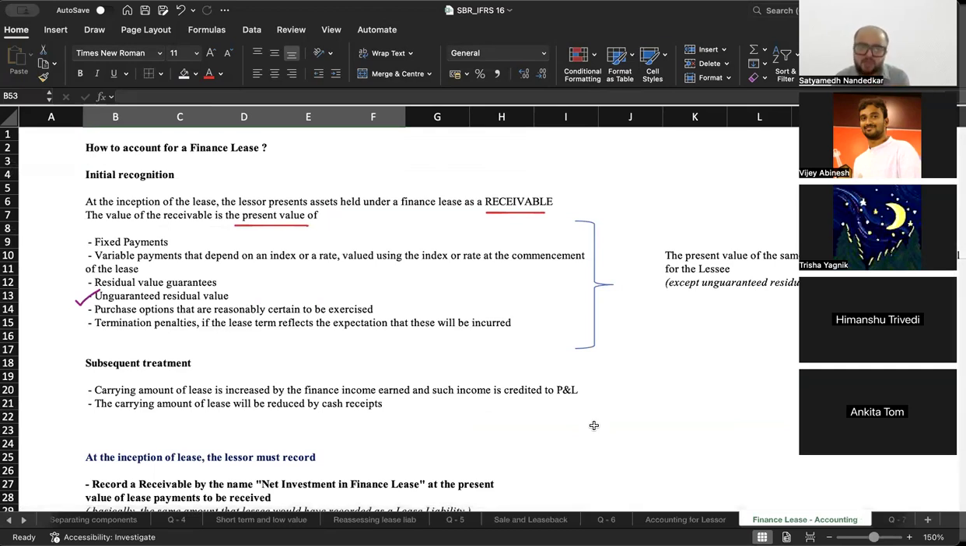If it is a finance lease, what happens is for the lessor, one moment, guys, one moment.